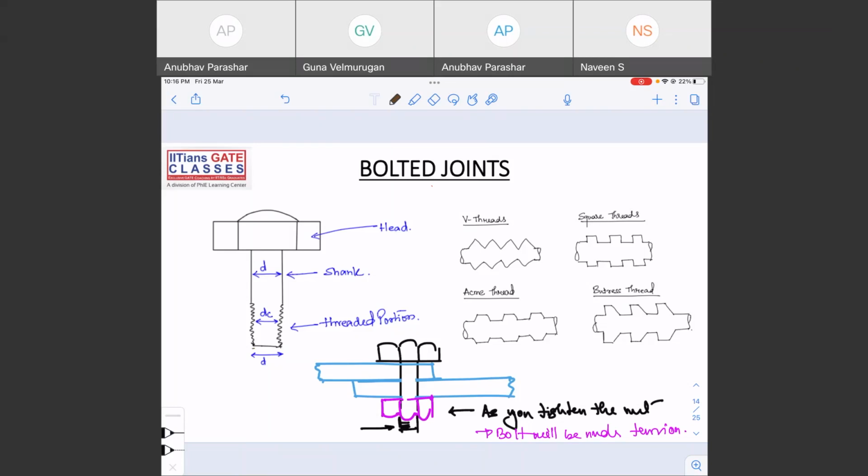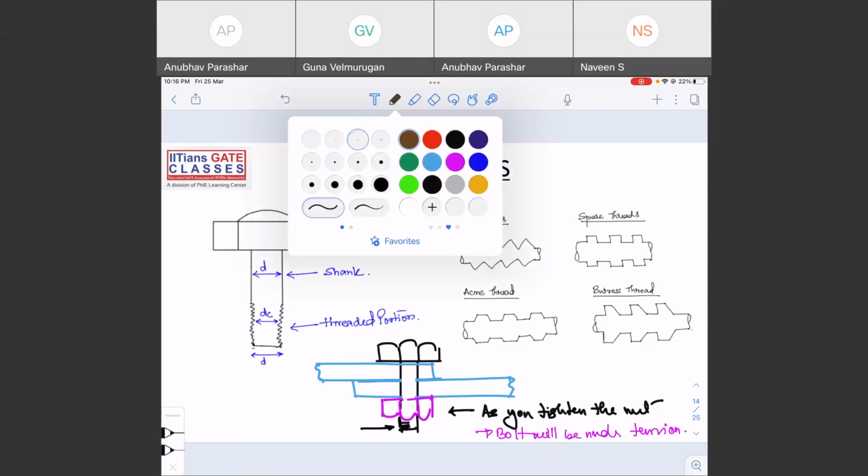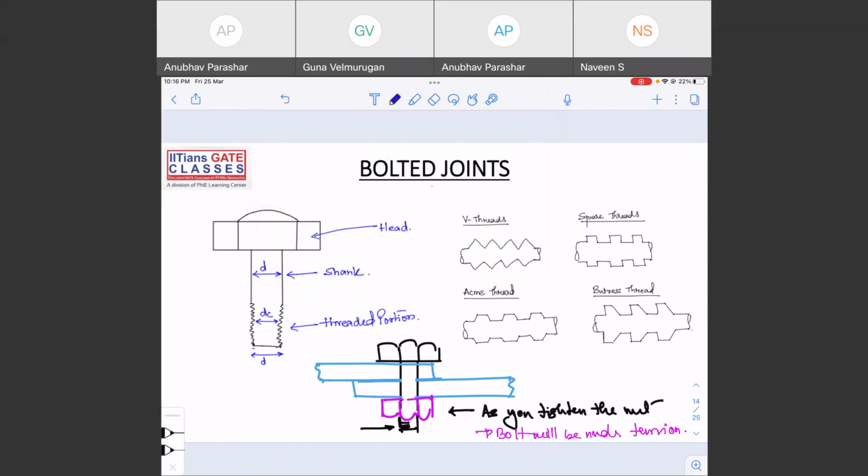Can you feel it? No? Okay, I'll tell you why. Here, again, the bolts are under tension. The failure of the bolts might result from tensile failure of the bolts, right? So what we will do, we will induce compressive stress.